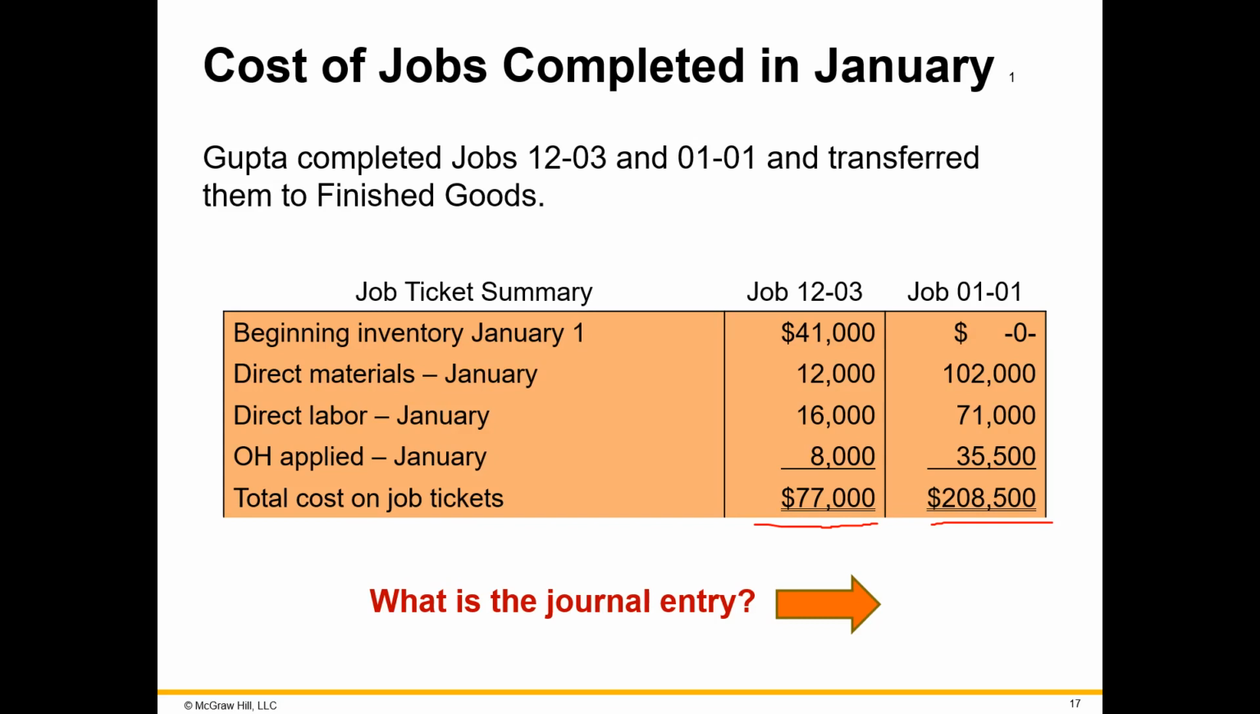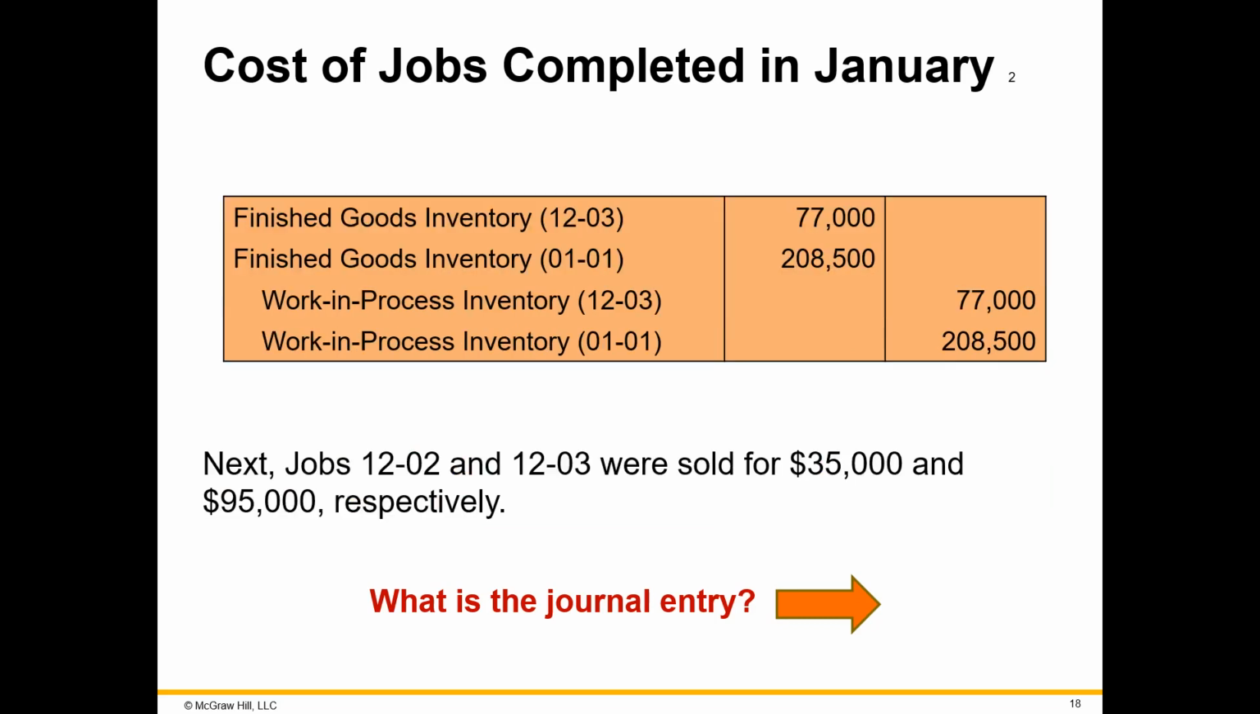So here's what the journal entry looks like. Remember, to reduce an asset account, we have to credit it. So we're going to credit work in process inventory of that $77,000 and the $208,500. And then we debit the finished goods inventory for those two amounts in the journal entry balances.